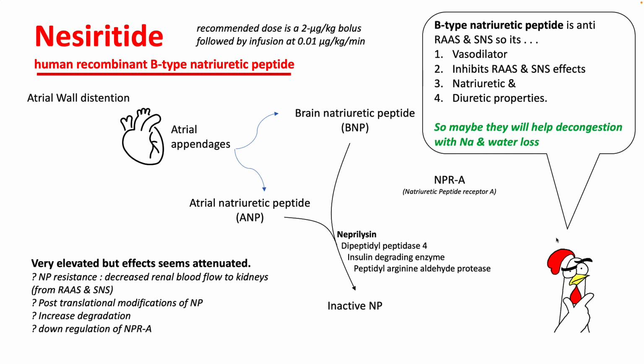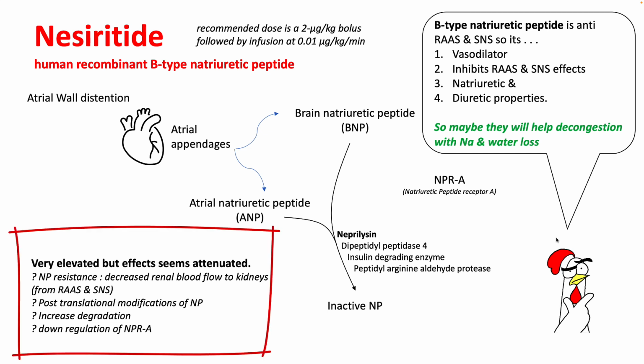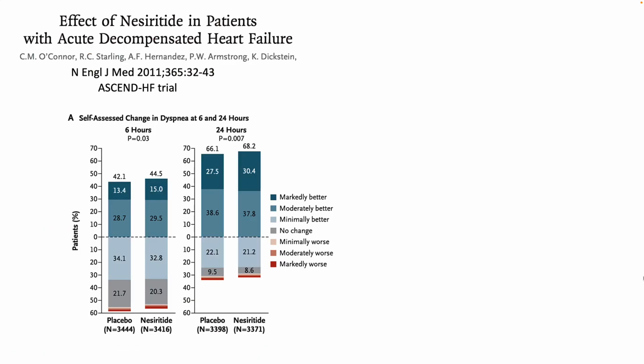This is a human recombinant B-type natriuretic peptide. This inhibits renin-angiotensin system and sympathetic nervous system effects. It's also natriuretic and diuretic. So using nesiritide may help decongestion with sodium and water loss. However, we understood from the previous lecture that in congestive heart failure, BNP is very elevated, but effect seems to be attenuated because of multiple reasons.